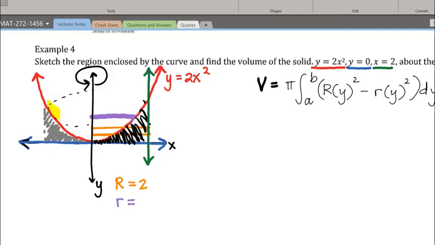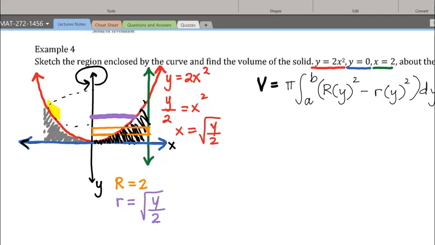So back to finding little r. We said that the right side of that purple line hits the red parabola, but we also need this equation to be solved for x so that we can write little r in terms of y. So when I solve for x by dividing both sides by 2 and then square rooting both sides, I would take the positive square root since we're on the right half of the y-axis, and I would get that x is equal to the square root of y divided by 2. So little r is the square root of y divided by 2.